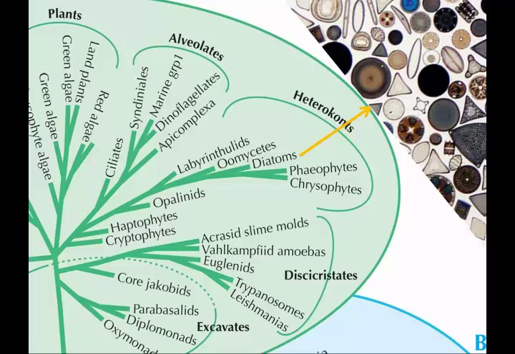So there are 100,000 different species of diatoms on this Earth right now. 100,000 different types of organisms that live in glass houses. And we say, well, that's crazy. Living in a glass house?